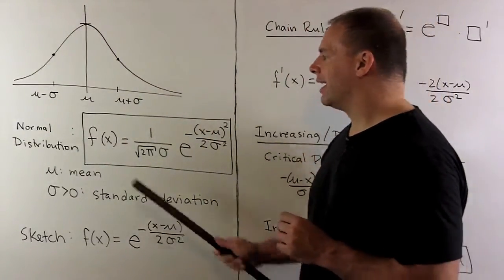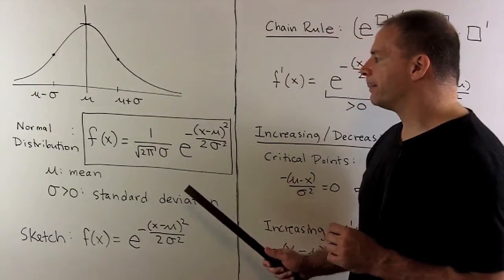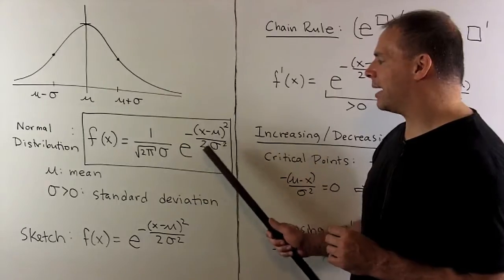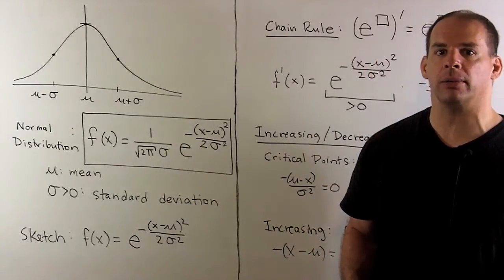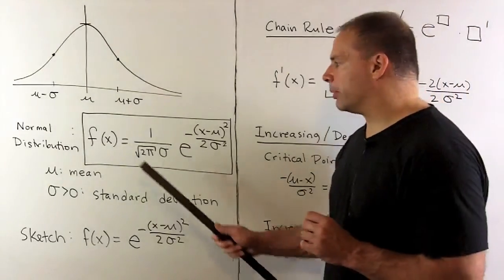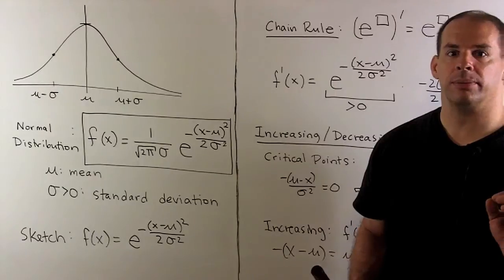Our function, f of x, is equal to 1 over square root of 2 pi times sigma times e to the minus x minus mu squared over 2 sigma squared. So, our variable is x. Mu and sigma are going to be constants.